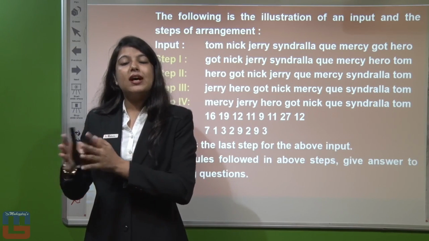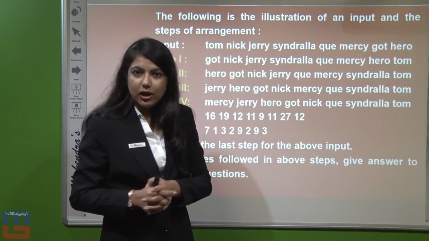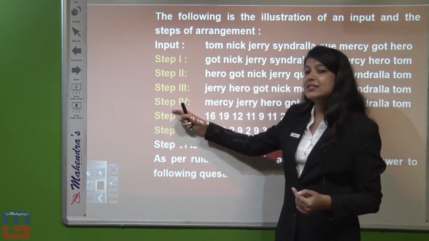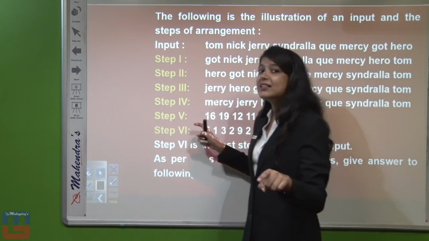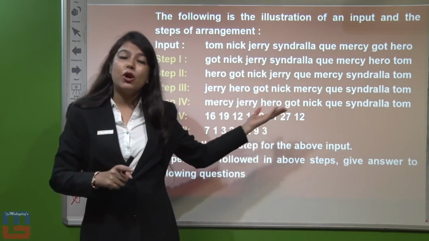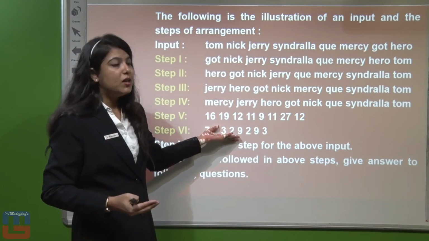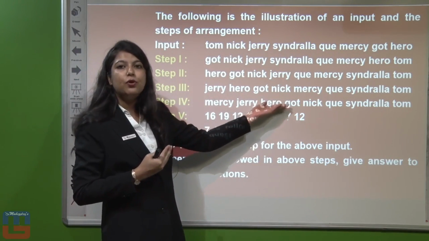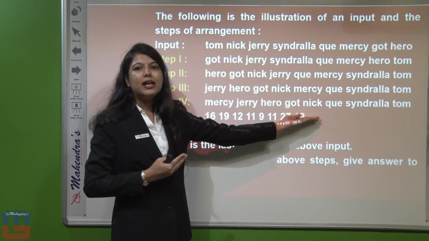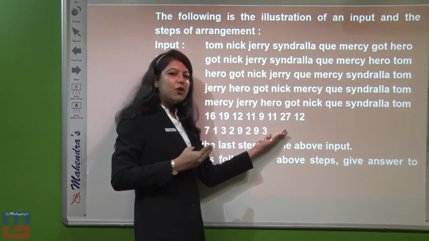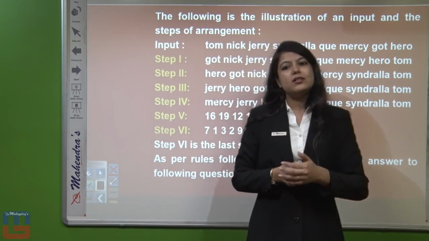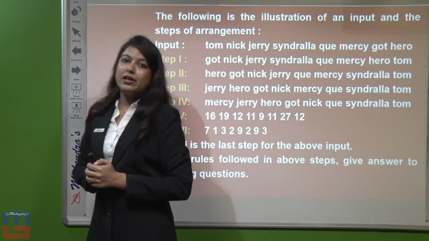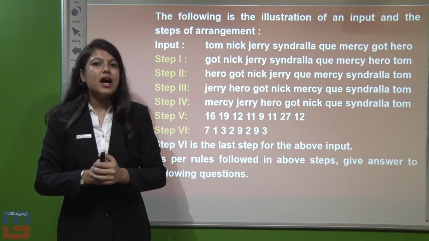How many letters are given in each word, and are they arranged in ascending or descending order? Now here you will again get confused, because in the last step, the fourth step, which we are considering as the last step according to the input, the number of letters pattern is also not working. Here Mercy shows 5 letters, Jerry again 5 letters, Hero 4, Got 3, but Nick again 4 letters. And after 4 letters, going to 3 letters, 8 letters, and at the end again 3 letters. So yes, it is also not a number of letters pattern arrangement. Then what to do? How to rectify?